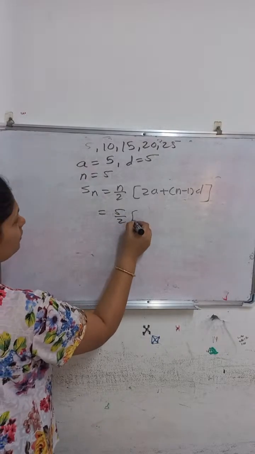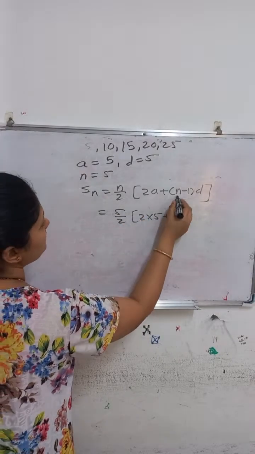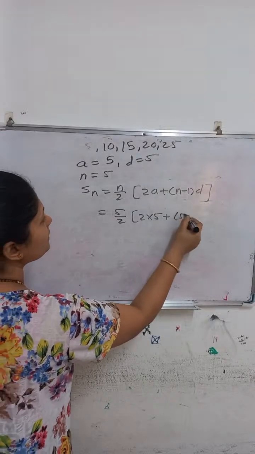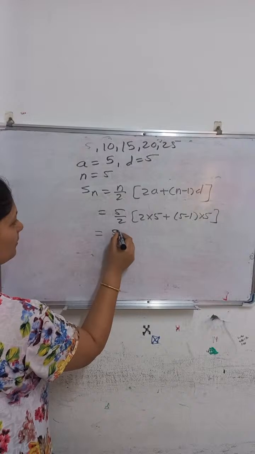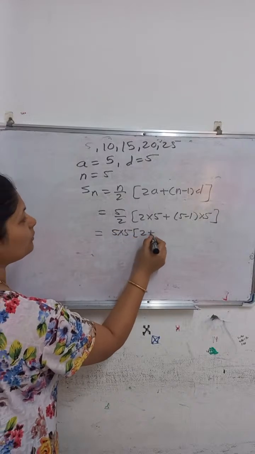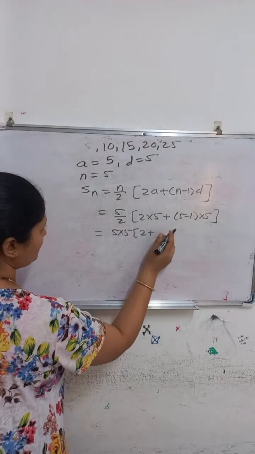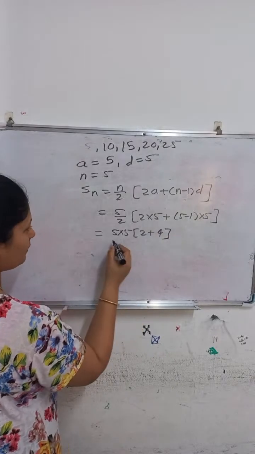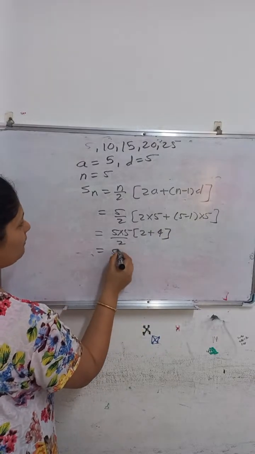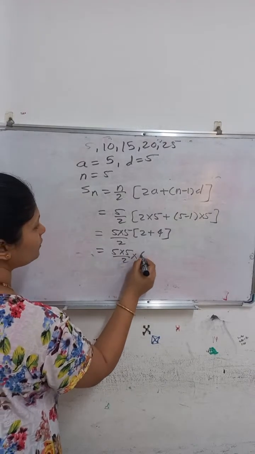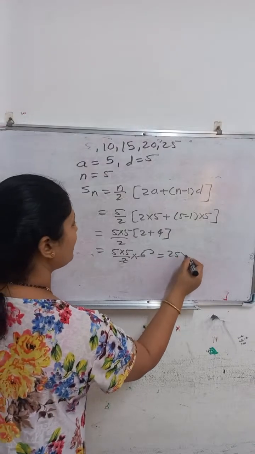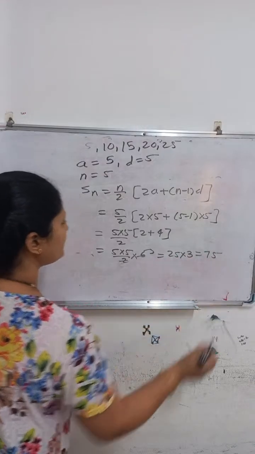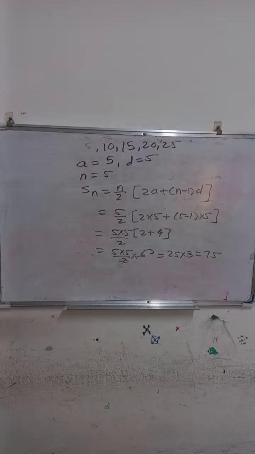Here, 5 by 2, 2 into 5 plus n minus 1, that is 5 minus 1, the common difference is 5. Okay, so I will take 5 common, 5 into 5, so 2 plus 5 minus 1 is nothing but 4. Okay, divided by 2, so 5 into 5 divided by 2 into 6. 4 plus 2 is 6, so here 3, so 25 into 3. So the answer is 75.